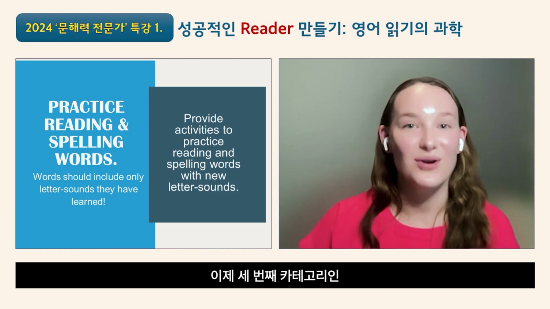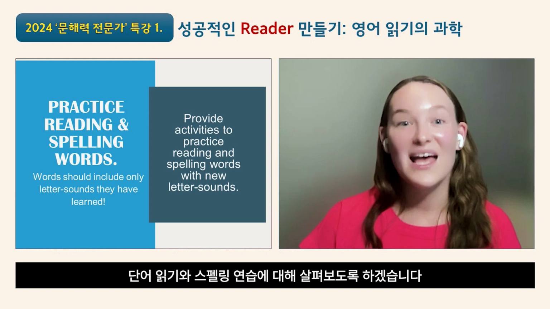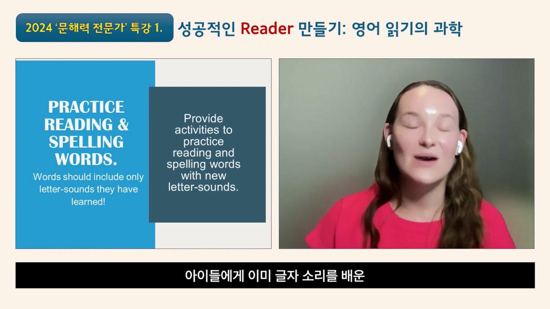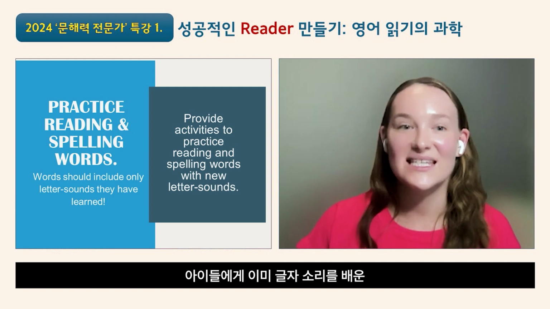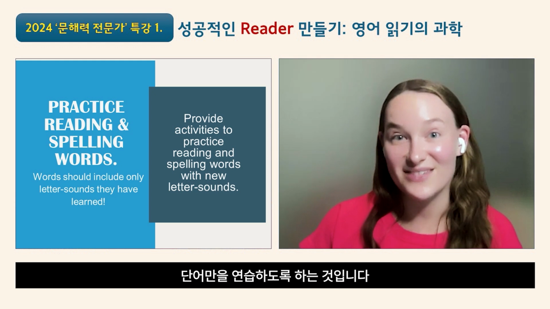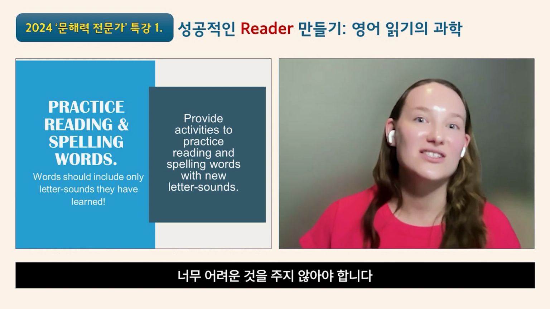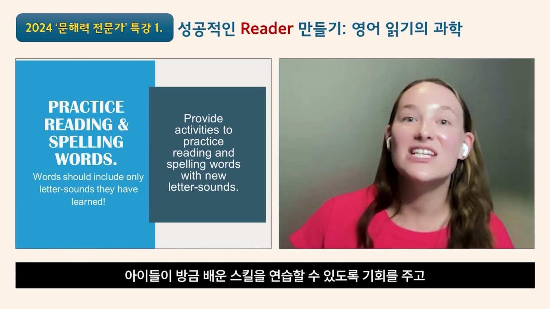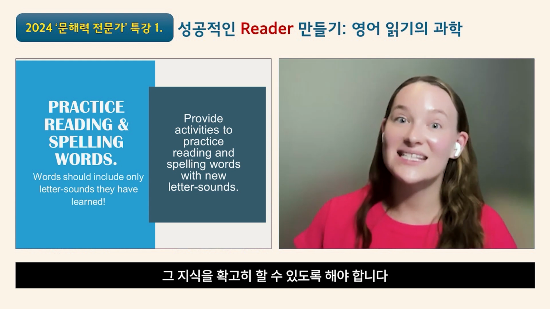Let's look at our third category, practicing reading and spelling words. The main thing to know before we dive into that activity is that we want to make sure we are only practicing words that children have learned the letter sounds for. In other words, we don't want to accidentally give our child something that's way too hard. We want to give them the chance to practice the skill that they just learned so that they can solidify that knowledge.